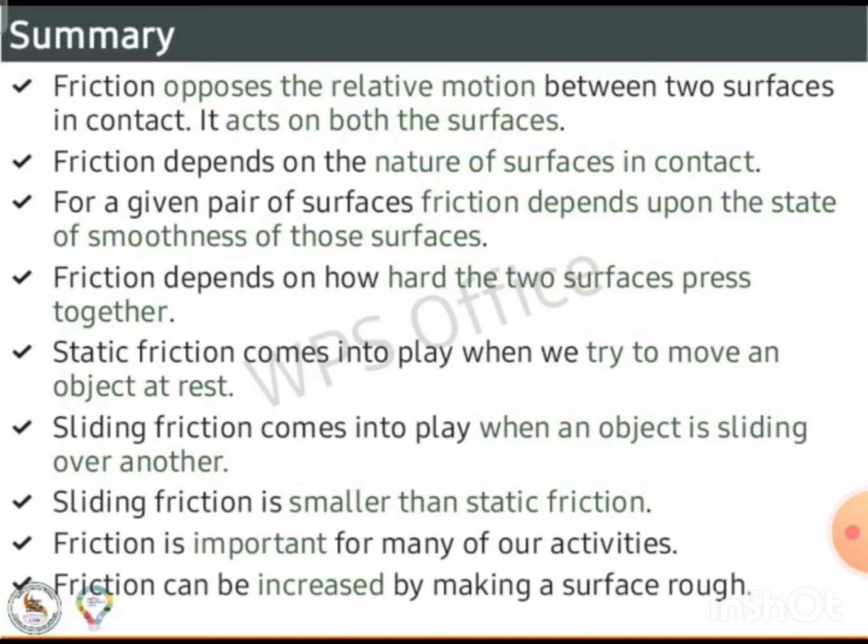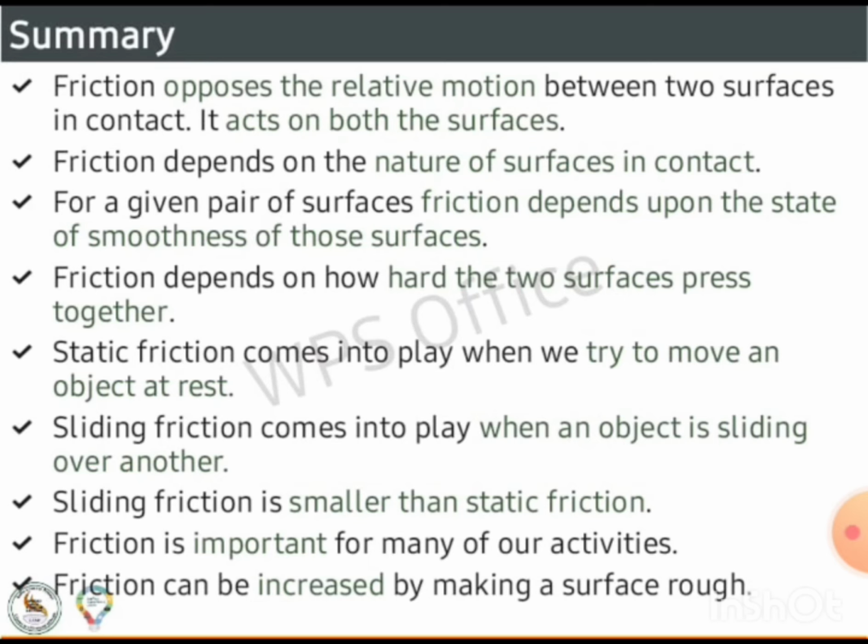Summary. Friction opposes the relative motion between two surfaces in contact. It acts on both the surfaces. Friction depends on the nature of the surfaces in contact. For a given pair of surfaces, friction depends upon the state of smoothness of those surfaces. Friction depends on how hard the surfaces press together. Static friction comes into play when we try to move an object at rest. Sliding friction comes into play when an object is sliding over another. Sliding friction is smaller than static friction.